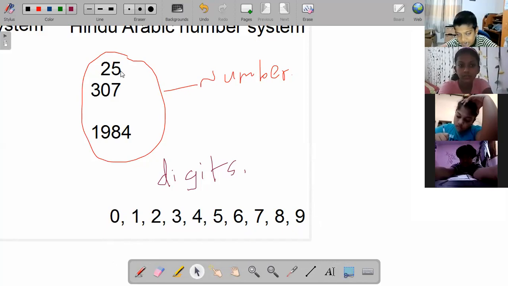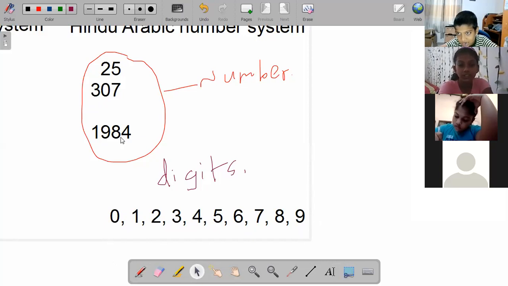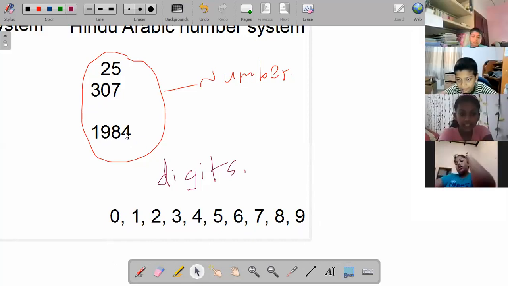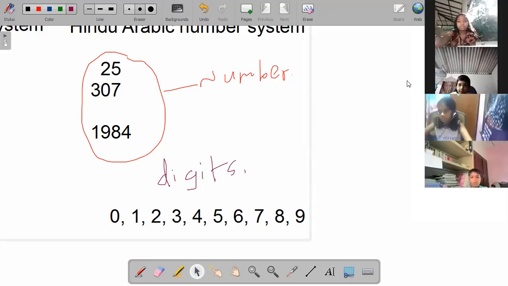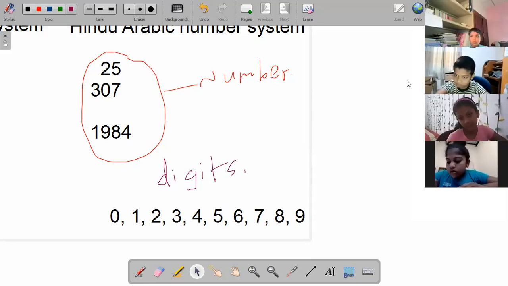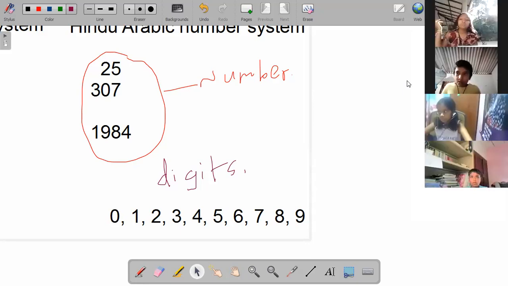Look at this one, 25. I use 2 and 5. 307. 1984, there are 4 digits we used. The single ones are known as digits. මේ තනියෙන් ලියන ඒවට අපි කියනවා digits කියලා. When you write 2 or more digits, ඉලක්කම් දෙකක් හෝ ඊට වඩා වැඩිපුර ලිව්වොත් අපි ඒවට කියනවා මොනවා කියලාද? Numbers. Okay? පැහැදිලිද මම මේ මොනවද කිව්වේ කියලා හැමෝටම?